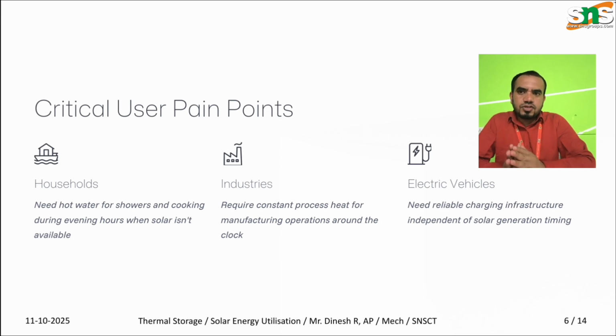And when it comes to industries, they require constant process heat for manufacturing operations around the clock. In industries they need constant heat in manufacturing and in the production line, so they need a regular supply of heat energy. That's also a critical point. And electric vehicles need reliable charging infrastructure independent of solar generation timing. So these are the three critical user points.